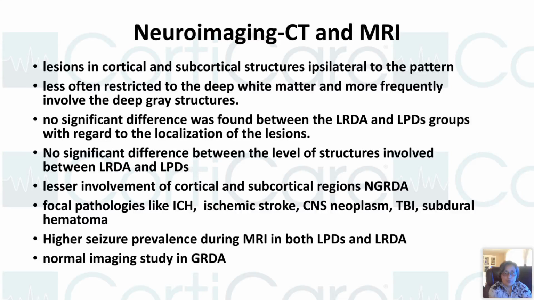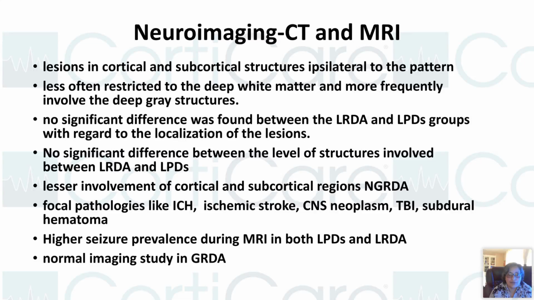What does the imaging study show? There are lesions in the cortical and subcortical structures ipsilateral to the pattern. These lesions are present in white and gray matter, but less often in white, and gray structures, deep gray structures, are more involved. There is no significant difference when we compare both these patterns and the localization of the lesions. No difference in the structures involved. There is a spelling mistake here. Cortical and subcortical regions are less involved in GRDA. And the imaging study is normal in patients who have the GRDA pattern.